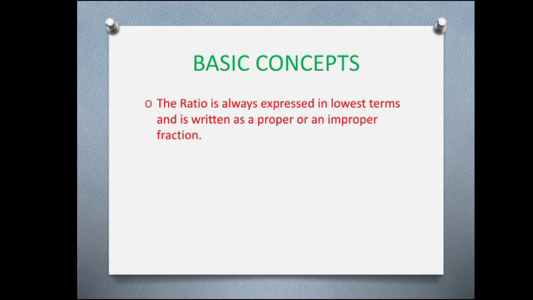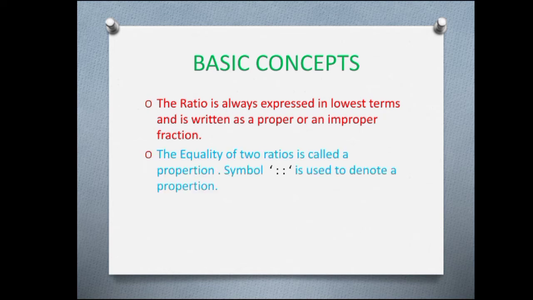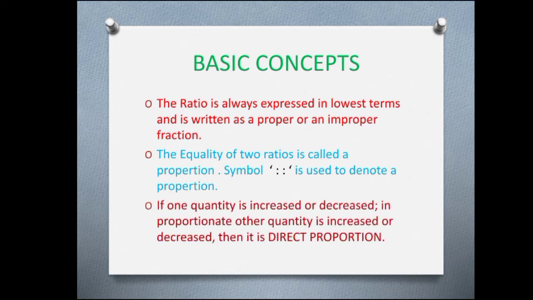The ratio is always expressed in lowest terms and is written as a proper or improper fraction. The equality of two ratios is called a proportion. The symbol of two dots twice is used to denote a proportion. If one quantity increases or decreases and in proportion the other quantity also increases or decreases, then it is direct proportion.